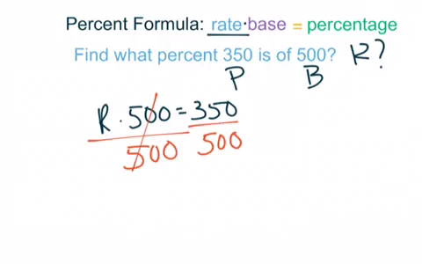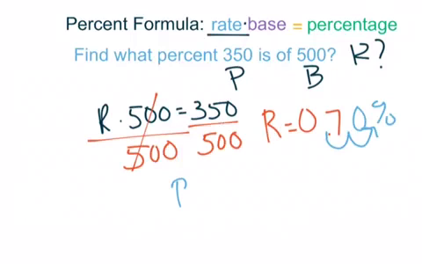So 350 divided by 500 is going to be 0.7. Remember, when you're dealing with the percent formula, your final step is to go from a decimal to a percent. You're going to have to move that decimal two times to the right, add your 0, add your percent sign. So your rate, or your percent, if you have 350 out of 500, is going to be 70%.